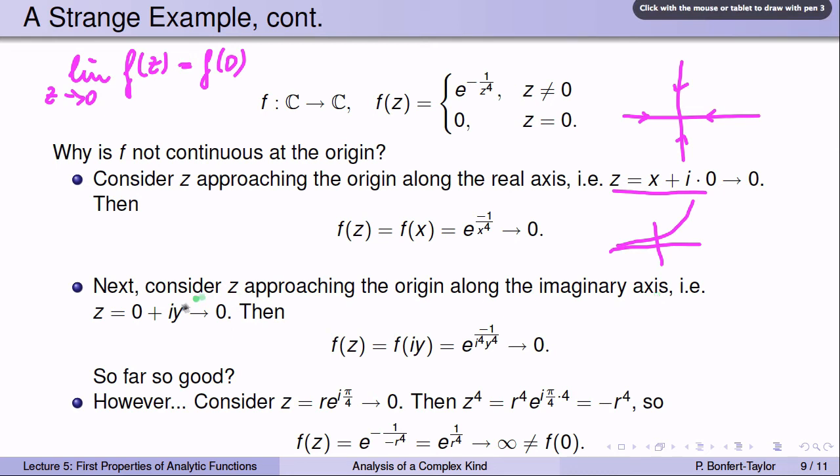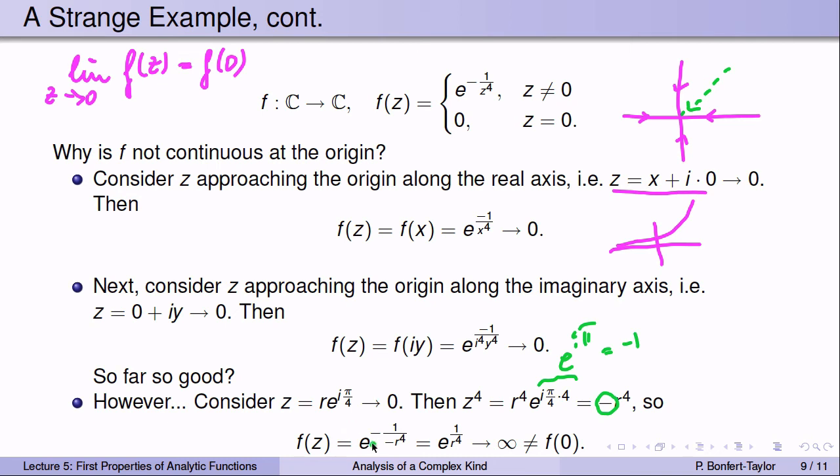consider z of the form r e to the i pi over 4. So z's going to 0 along a 45-degree angle. What is z to the 4th in that case? Well, it's r to the 4th times e to the i pi over 4 times 4, which is e to the i pi. And what is e to the i pi? e to the i pi is negative 1. So z to the 4th is minus r to the 4th, and that minus sign is what's going to be the cause of all trouble.